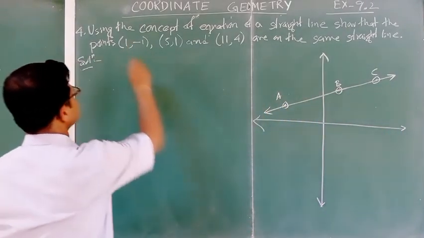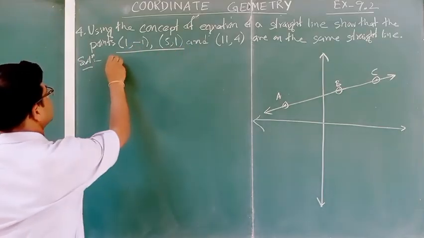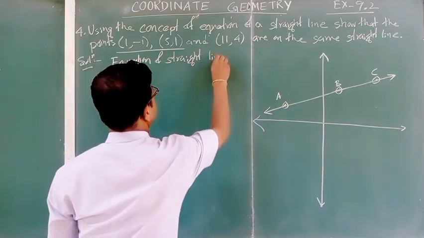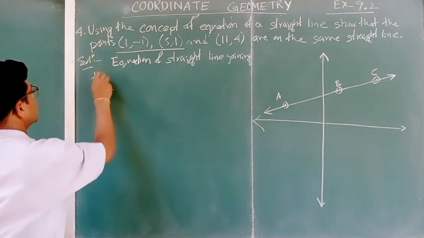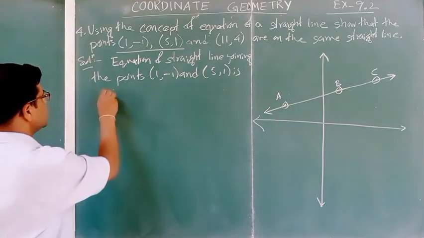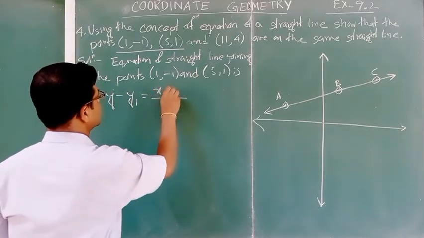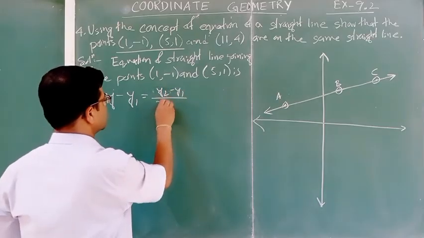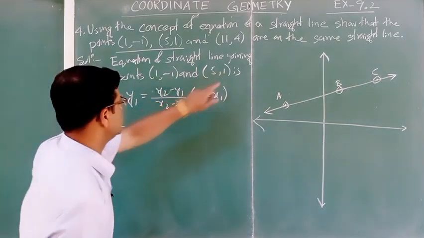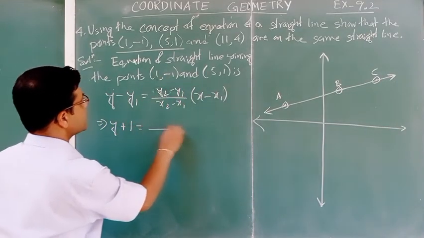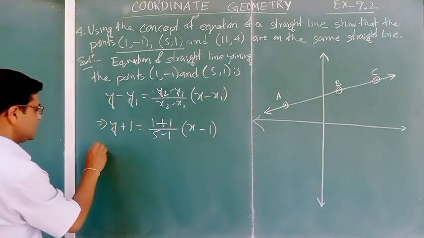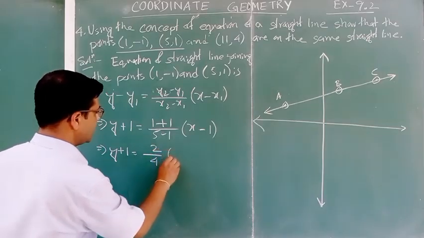So let us frame an equation of the straight line joining the points 1, minus 1 and 5, 1. What is the format? y minus y1 equals y2 minus y1 by x2 minus x1 into x minus x1. Suppose this is x1 y1, x2 y2. Y1 is minus 1, so it will be plus 1. Y2 minus y1 is 1 minus of minus 1, plus 1, then 5 minus 1, and x minus x1 is x minus 1. So this is y plus 1 equals 2 by 4 into x minus 1.